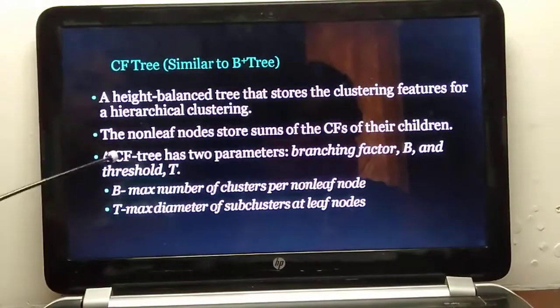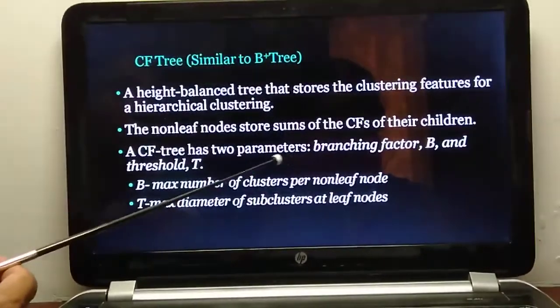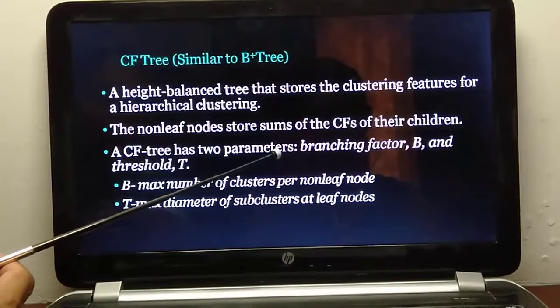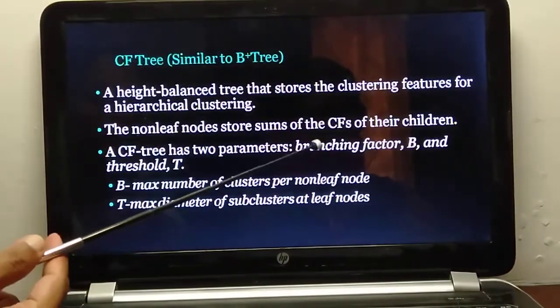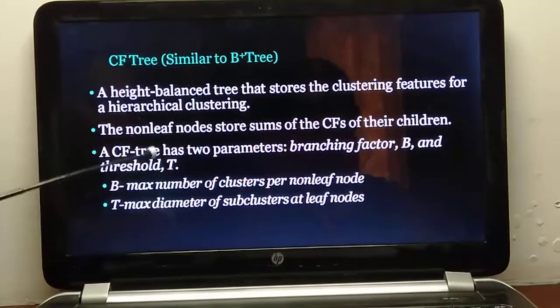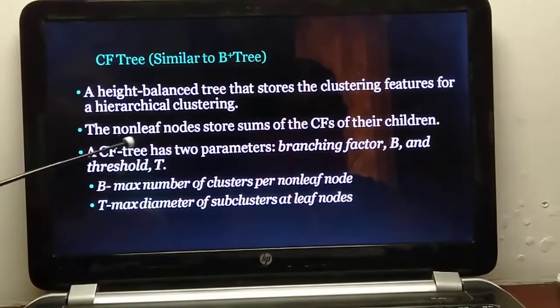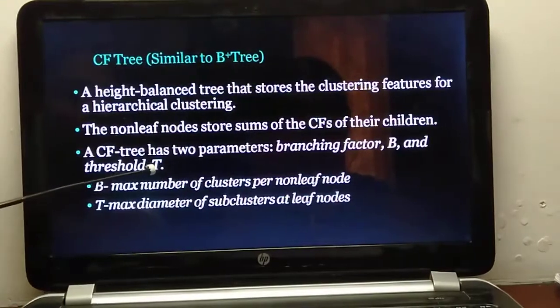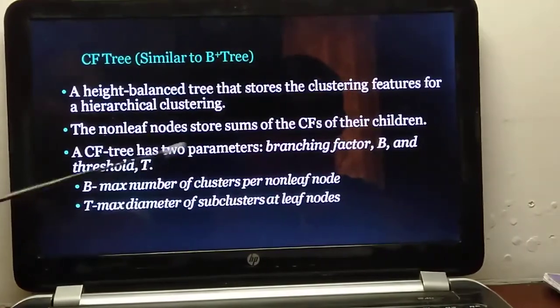Now, a CF tree has two parameters. This is important. Based on this, we decide, not based on the values of LS or SS or N. Based on the branching factor B and the threshold T, we will decide whether a cluster is supposed to be divided or it can remain as one.